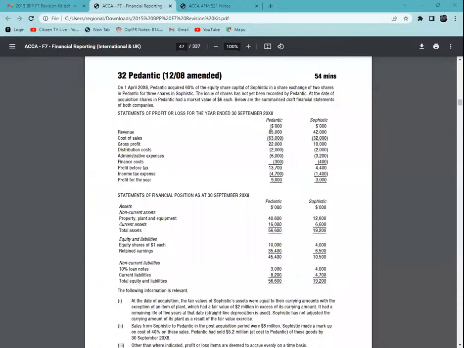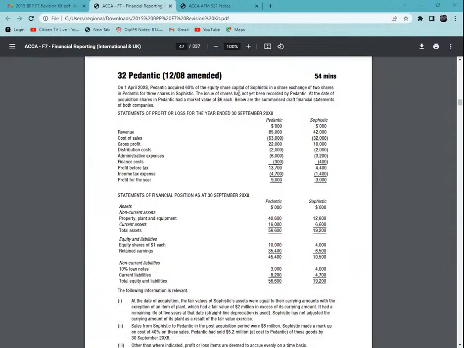Ladies and gentlemen, we are told on 1st April 2018, Pedantic acquired 60% of the equity share capital of Sophistic in a share exchange of 2 shares in Pedantic for 3 shares in Sophistic. The issue of shares has not yet been recorded by Pedantic. At the date of acquisition, shares in Pedantic had a market value of 6 each. Below are the summarized draft financial statements of both companies.